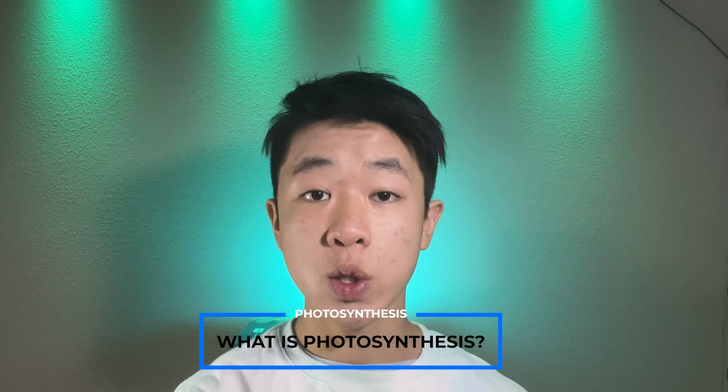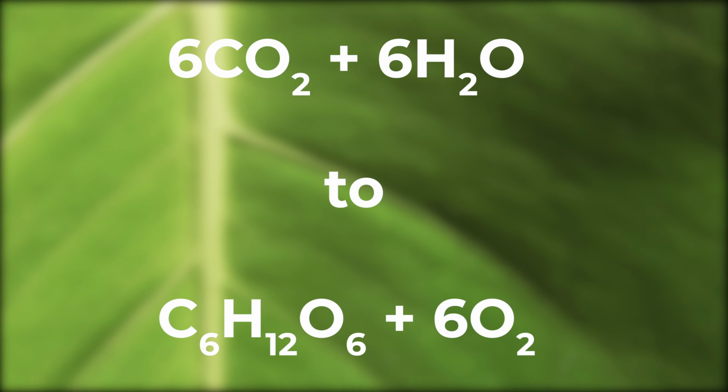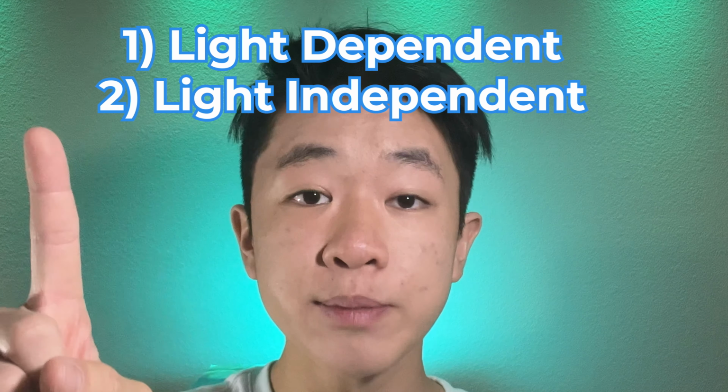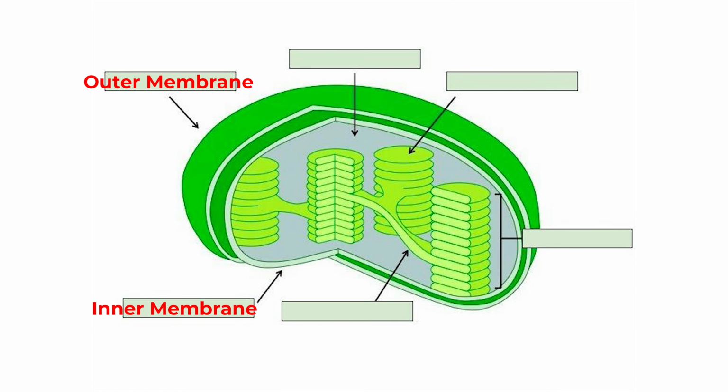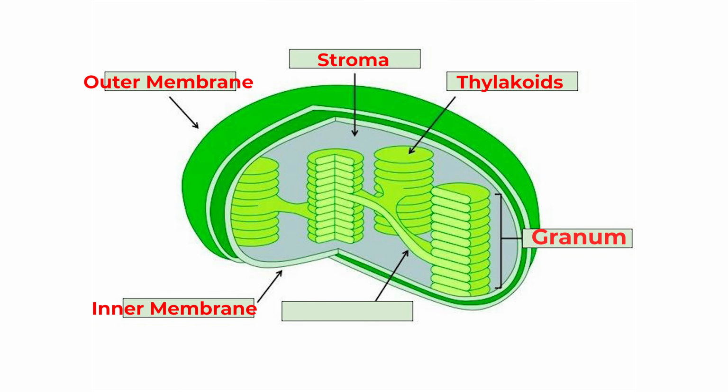First, what is photosynthesis? It's where plants turn carbon dioxide and water into glucose and oxygen using sunlight. Photosynthesis is broken down into two parts, light-dependent and light-independent reactions. Now, the chloroplast has a double membrane. The main parts we are going to be focusing on are the thylakoids, which are the little green discs, and the stroma, which is a fluid that surrounds the thylakoids. Now, the granum is just a big stack of thylakoids.